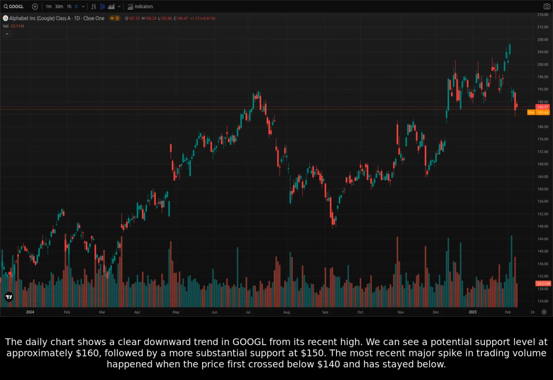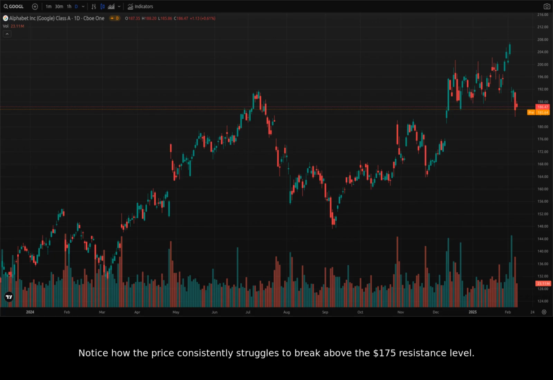We can see a potential support level at approximately $160, followed by a more substantial support at $150. The most recent major spike in trading volume happened when the price first crossed below $140 and has stayed below. Notice how the price consistently struggles to break above the $175 resistance level.